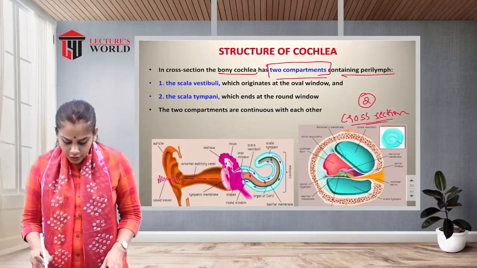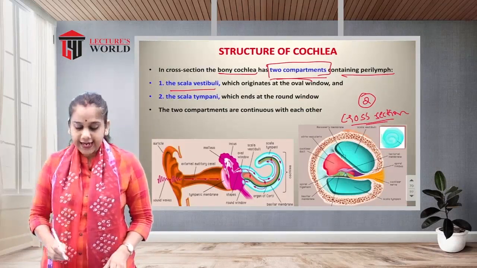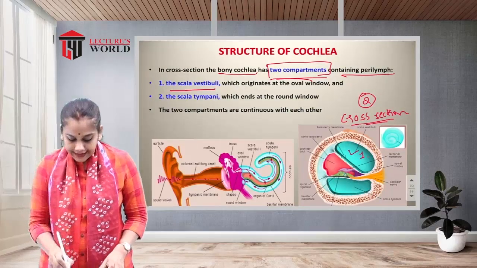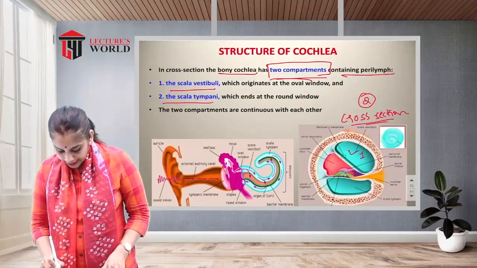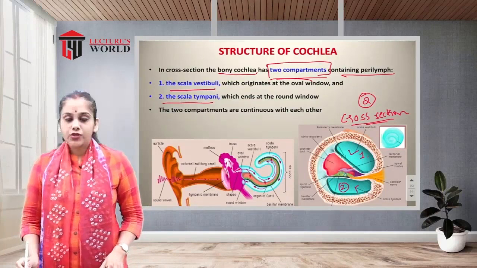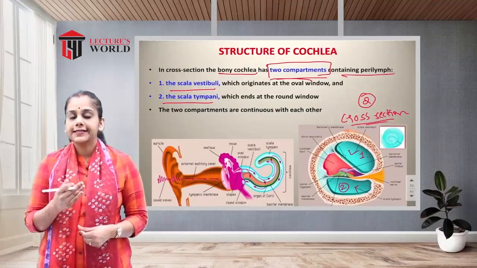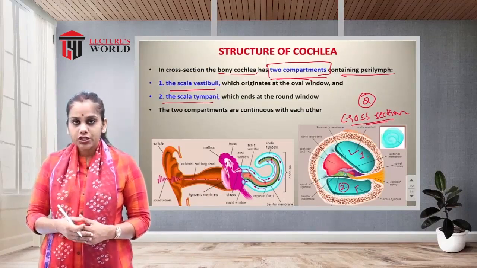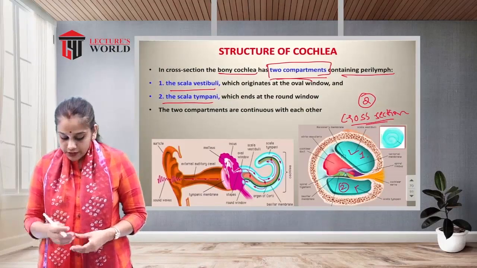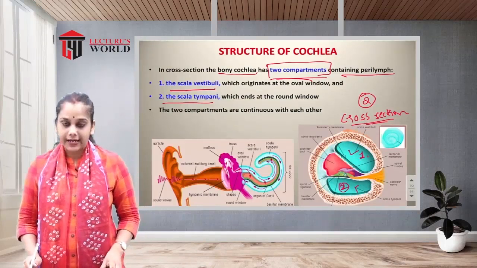So in cross section, two compartments. Which are the two compartments? The first one is the scala vestibuli. You can see this is the scala vestibuli. And the second compartment is the scala tympani. You can see this is the scala tympani. So two parts in the cross section of the cochlea. What is the cochlea? It is a snail shaped area. In the cross section, there are two major compartments. The first one is the scala vestibuli and the second one is known as the scala tympani.